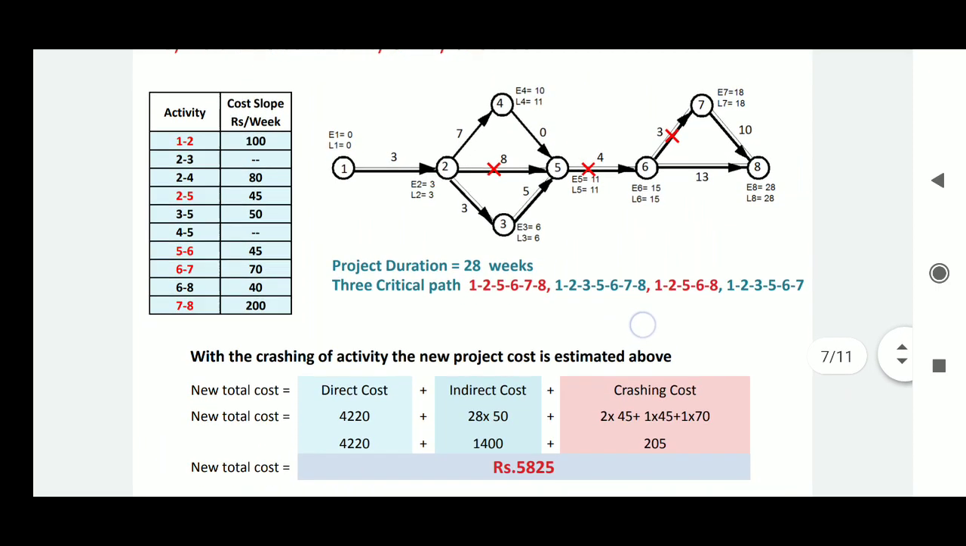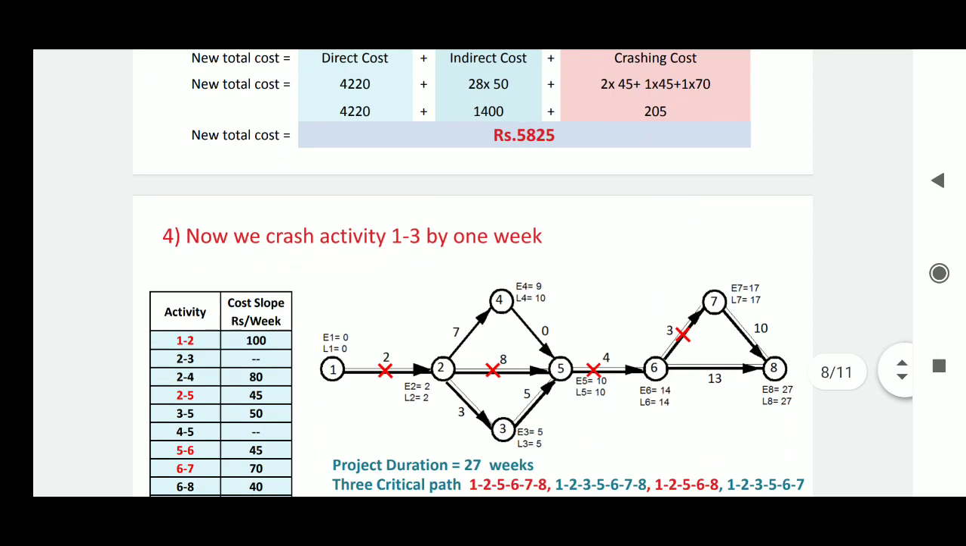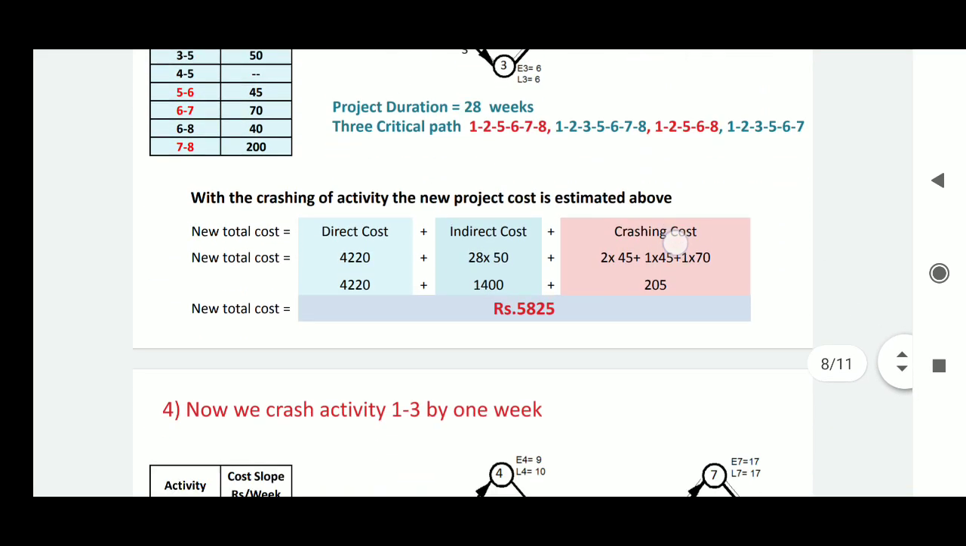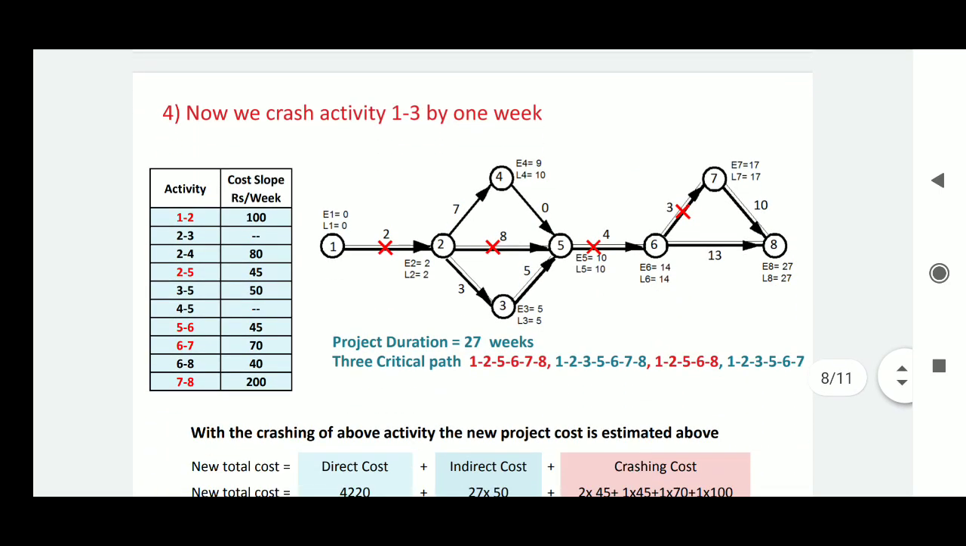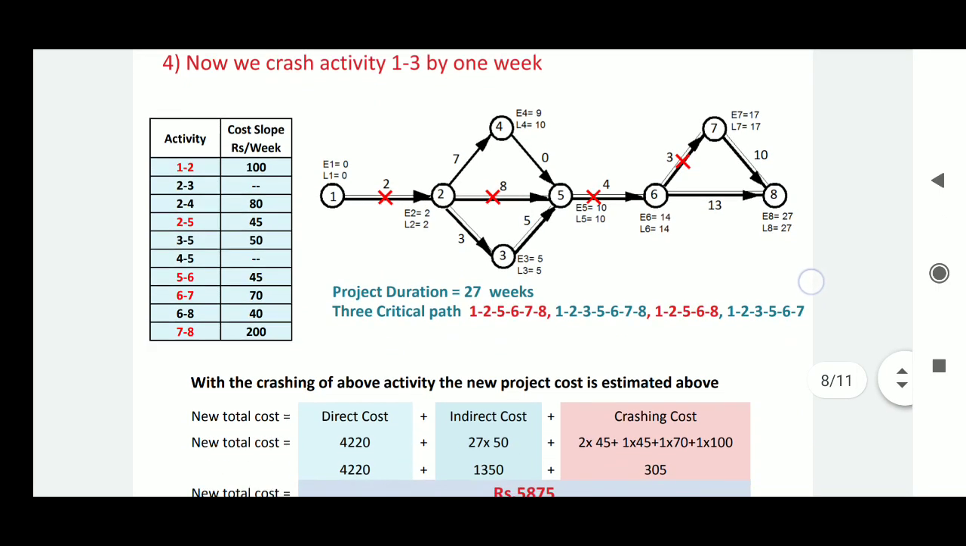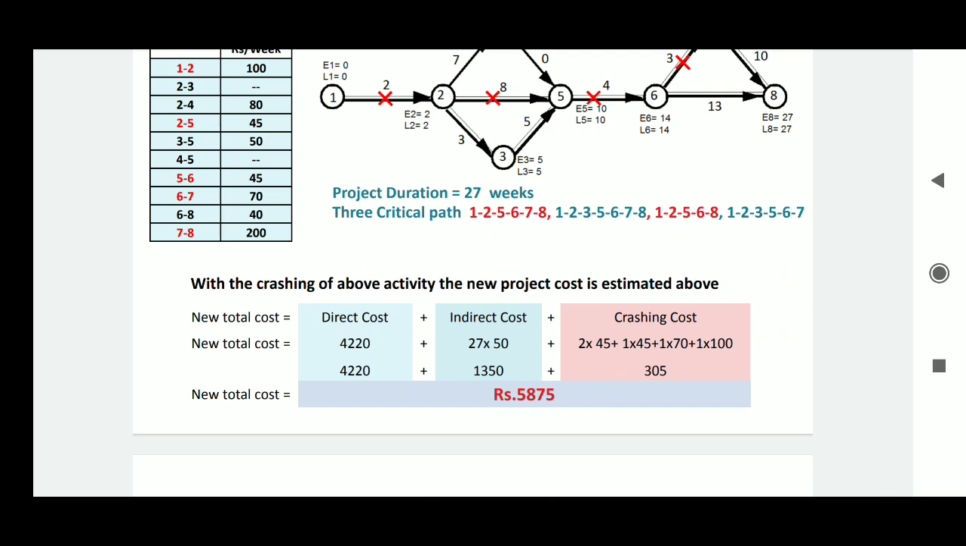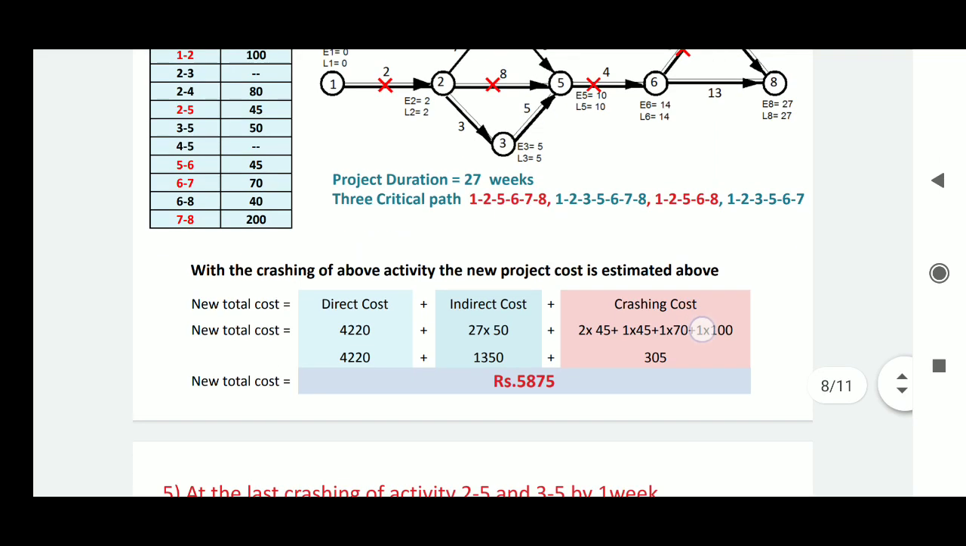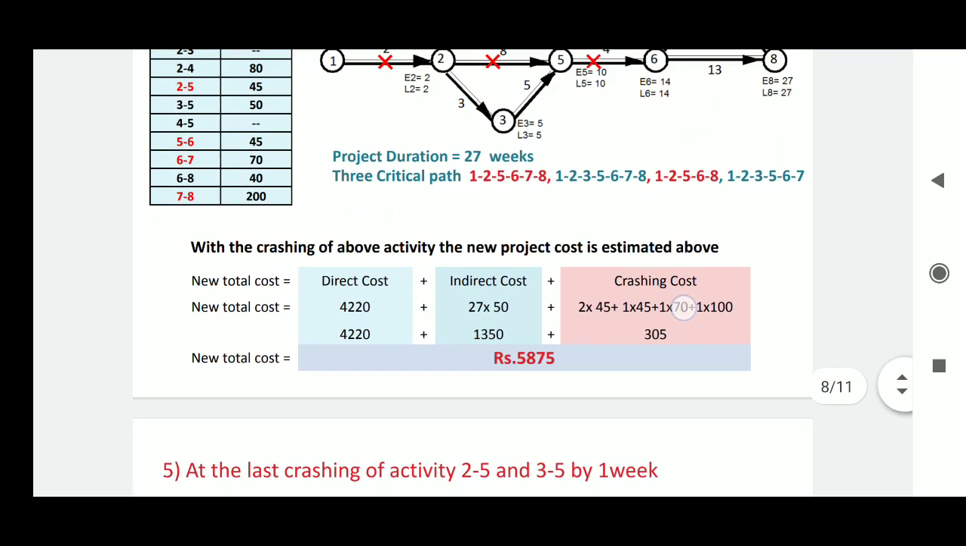Now see the activity 1 2, because gradually we are crashing by using that cost slope table. Now we will crash activity 1 2 by 1 week. Here it is indicated by a cross, and the new duration of the project is 27. Okay, now the cost is increased, as you have seen from the table that the project cost is increased, that is 5875. Okay, the cost is going to be increased.